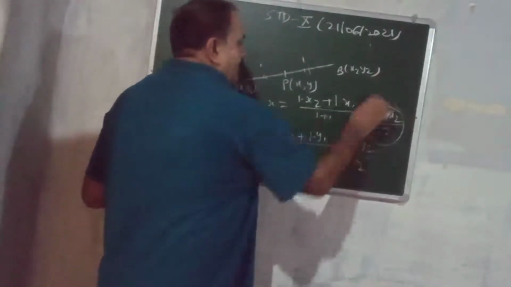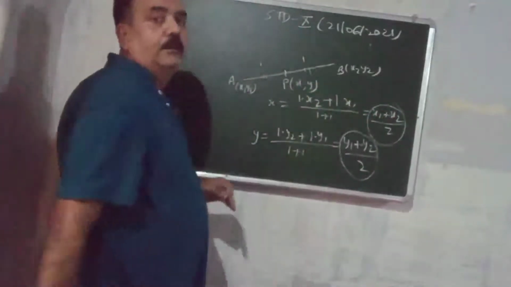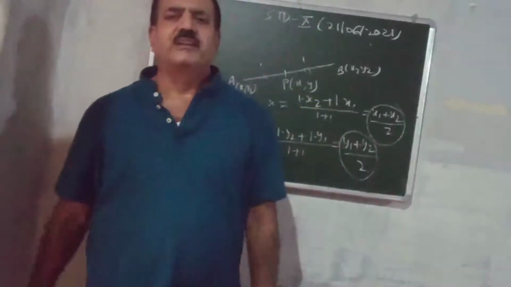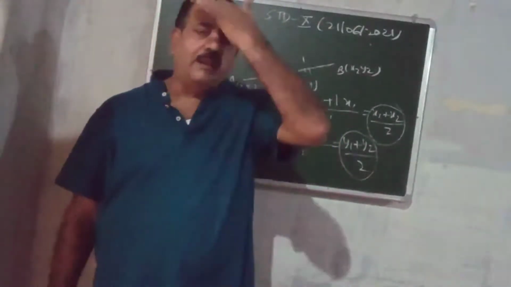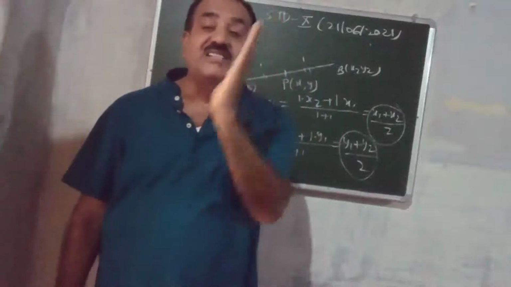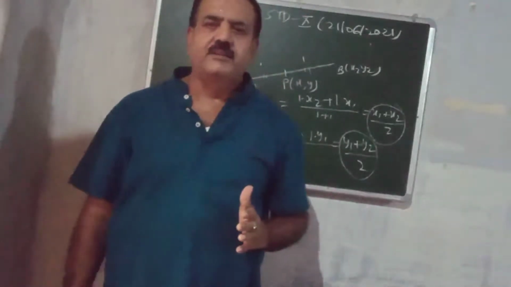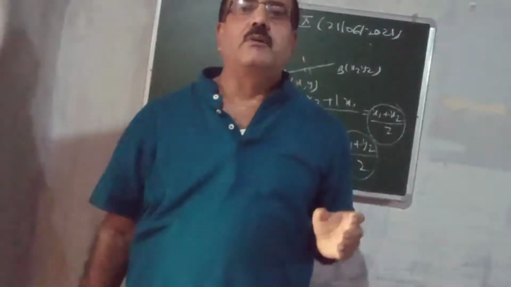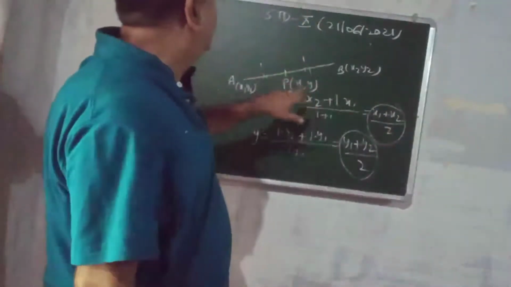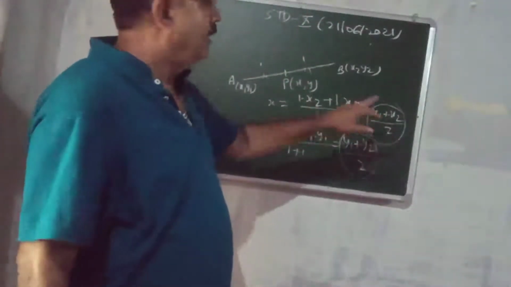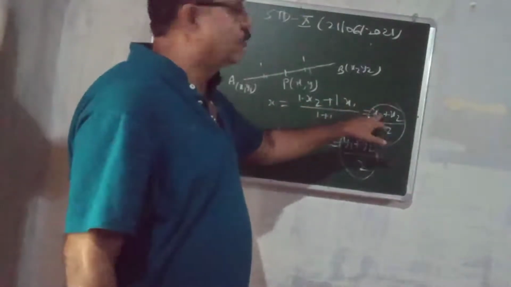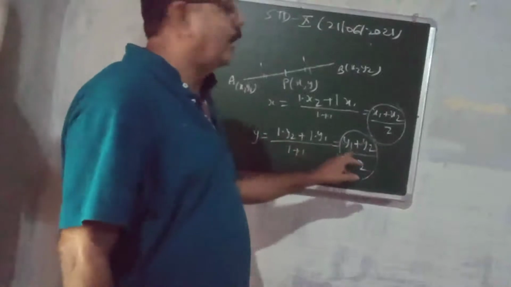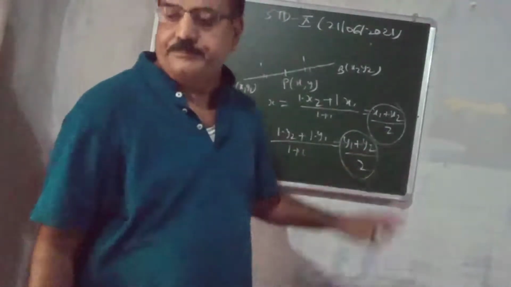This is the formula when the point is the midpoint, or we can say when the line is bisected. This is also known as the midpoint formula. The x coordinate is x1 plus x2 by 2, and the y coordinate is y1 plus y2 by 2.